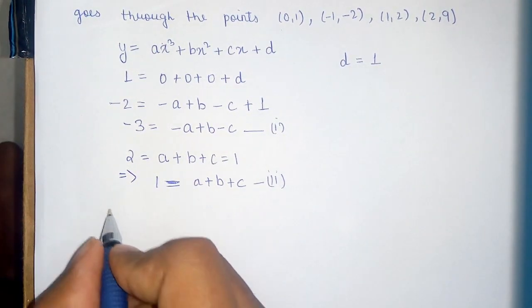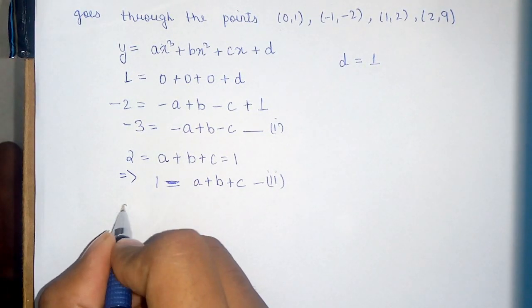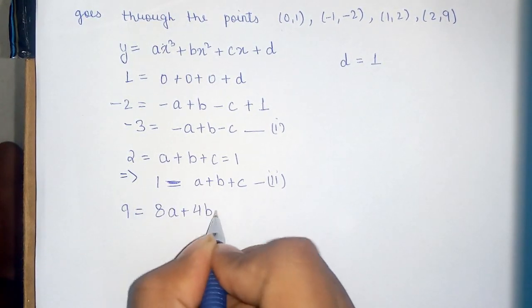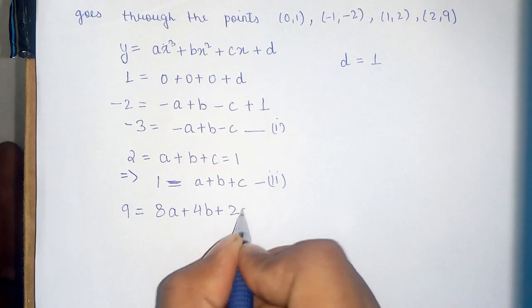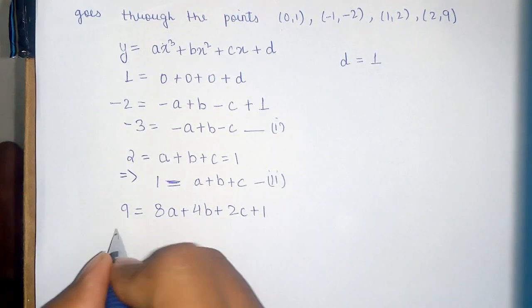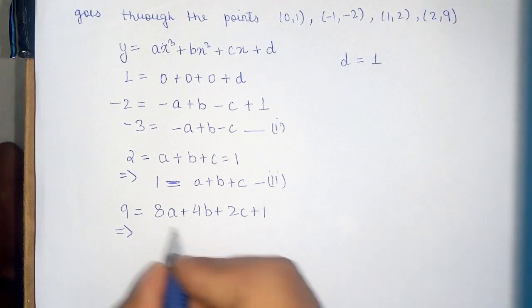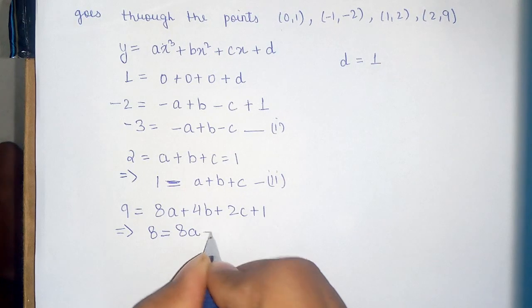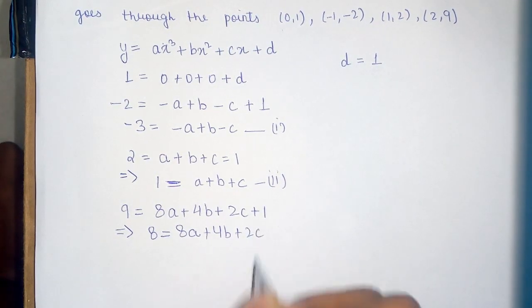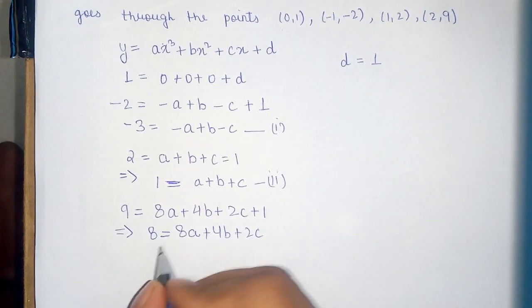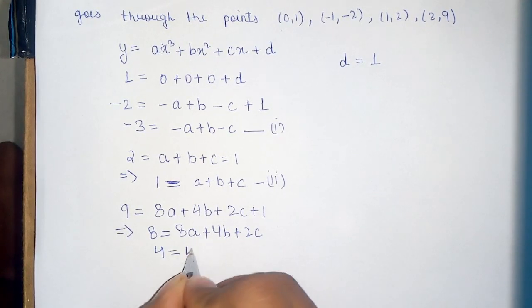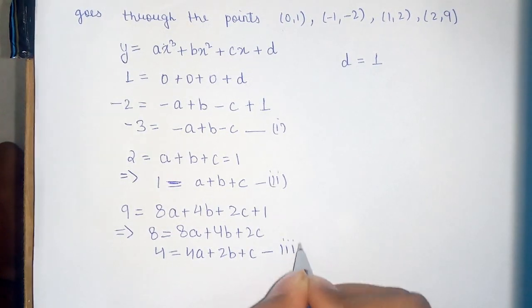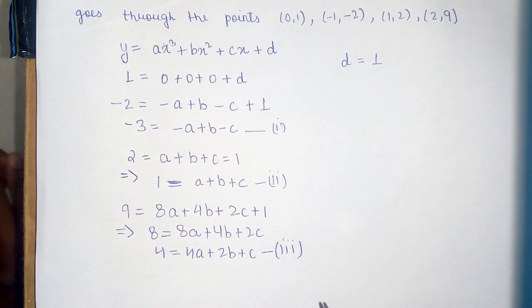and let's put 2, 9 in this equation. So we'll have 9 equals 8a plus 4b plus 2c plus 1, which can be written as 8 equals 8a plus 4b plus 2c, or let's divide by 2. 4 equals 4a plus 2b plus c. Call it equation 3.